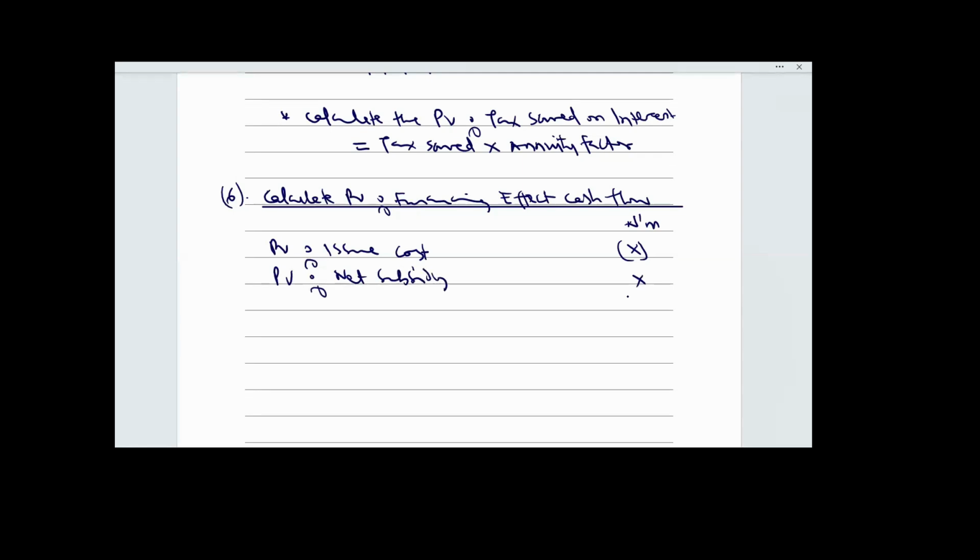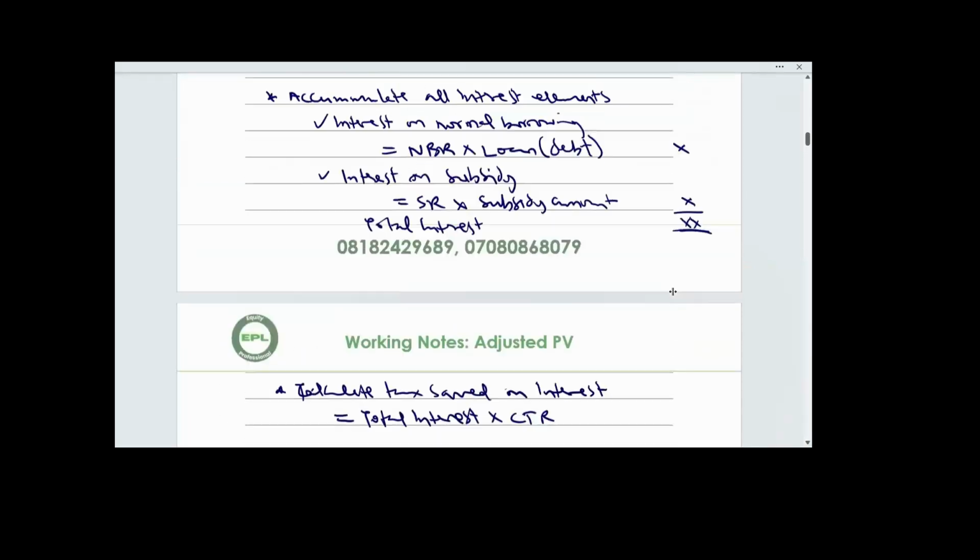Put it there. You take the PV of tax saved on interest. So put it there. You add everything together. It could be positive or negative. This represents the PV of financing effects. So that is how to calculate PV of financing effect.